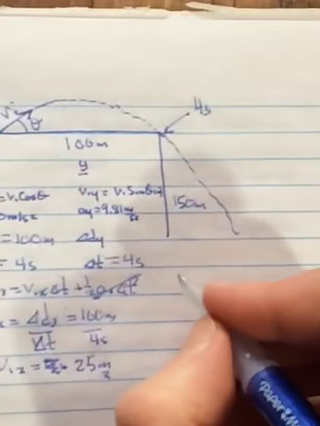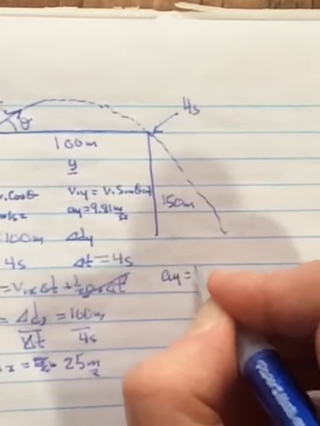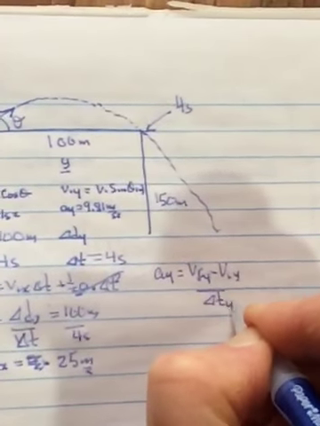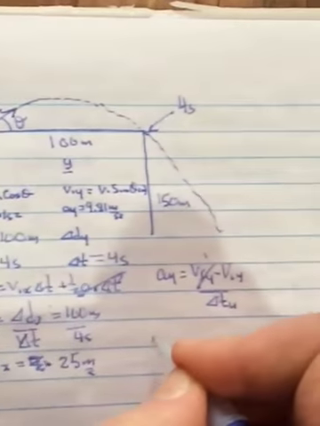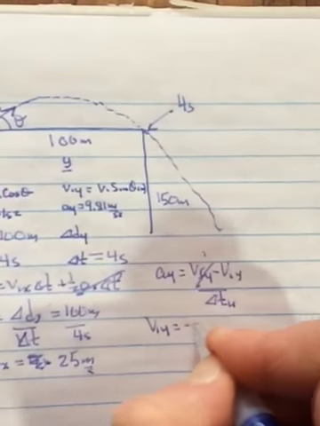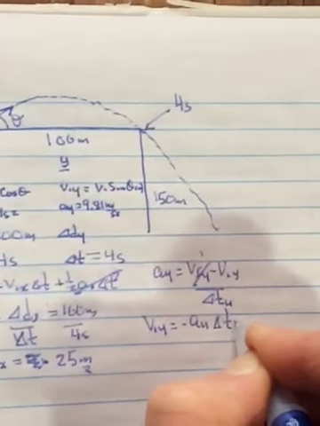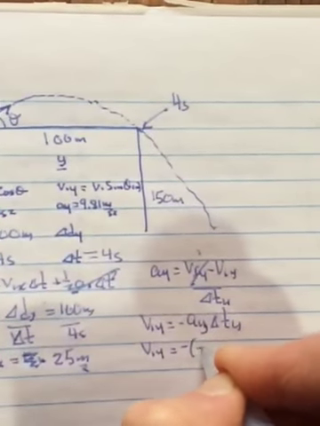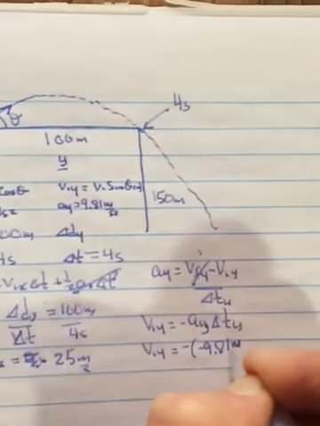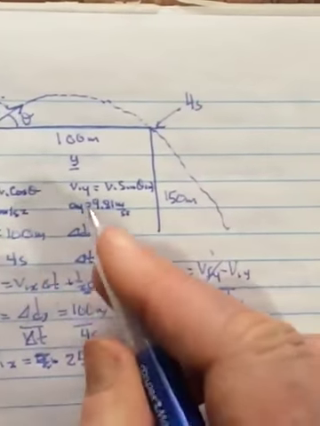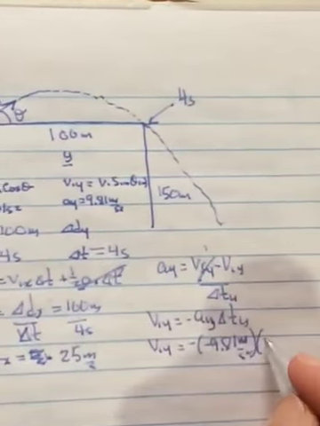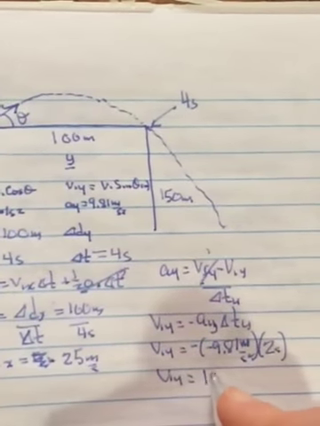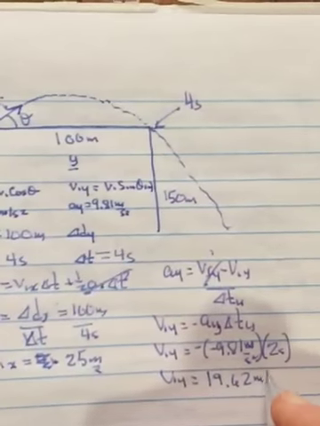And then you can get your VIY in the same way as we've been doing, VFY minus VIY over delta t. And if we look at time up, this goes to 0. And so VIY is equal to negative AY delta t up. And so VIY is equal to negative 9.81 meters per second squared. And t was 4 seconds, so this is 2 seconds. So VIY is equal to 19.62 meters per second.